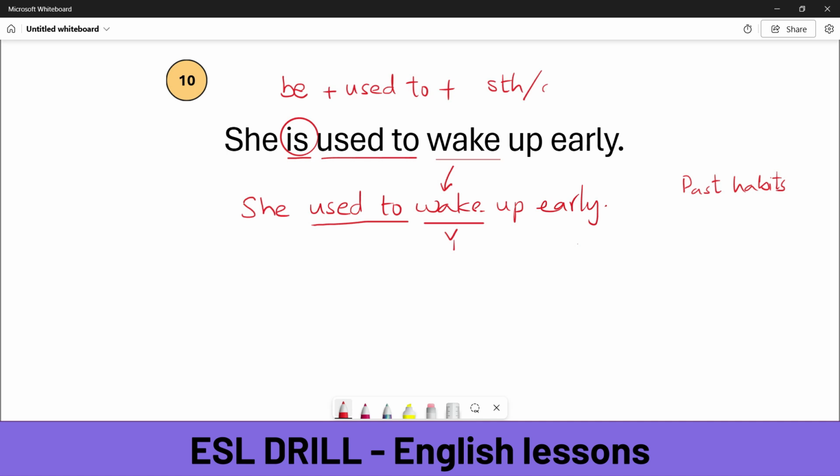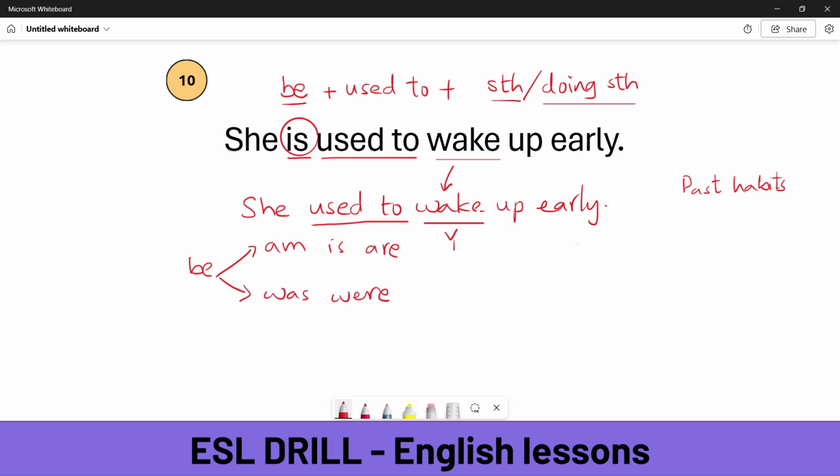plus something or doing something. Do you remember what we discussed earlier? Yeah, when we discussed look forward to something or doing something. Yeah, the same thing here, something or doing something. Be. So what are these be forms? It can be like, am, is, are, and was, were. Now, look at this one here. In this sentence, we have used this structure, these be forms plus used to plus something.